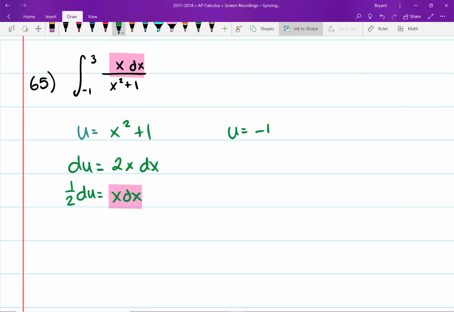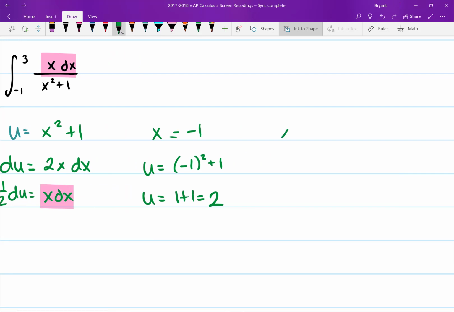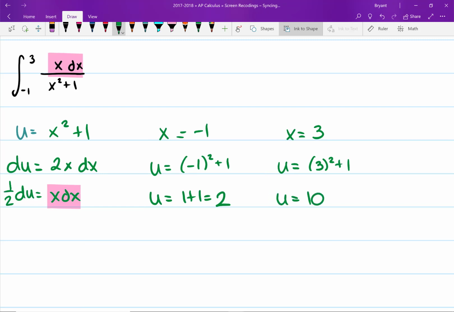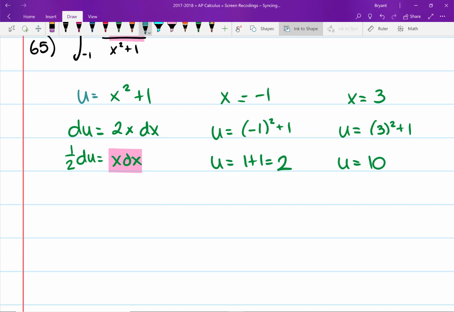So if x is equal to negative 1, then we get u is equal to negative 1 squared plus 1. So u is going to be 1 plus 1, which is 2. If x is equal to 3, we get that u is equal to 3 squared plus 1. So u is 10. So now let's rewrite our integral.